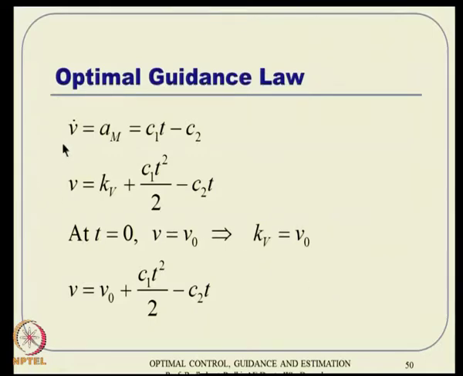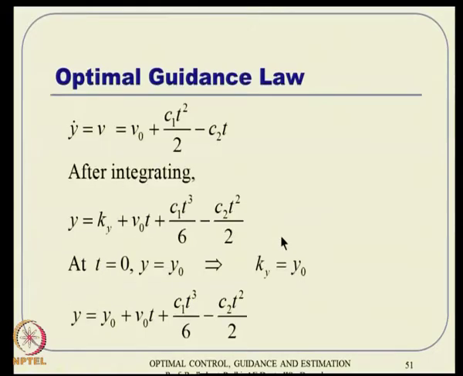So, we have this V dot, and again we go ahead and solve the system dynamic equation now. V dot is AM which is like this, and hence V, if you integrate it, you will get something like this with the integration constant. But at t equal to 0, we know V is V naught. So, we have this kV equal to V naught. So, ultimately, V is nothing but V naught plus C1 t square minus C1 t square by 2 minus C2 t. The question is we still have to find C1 and C2 actually.